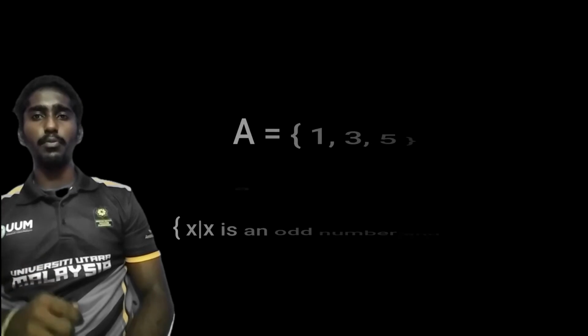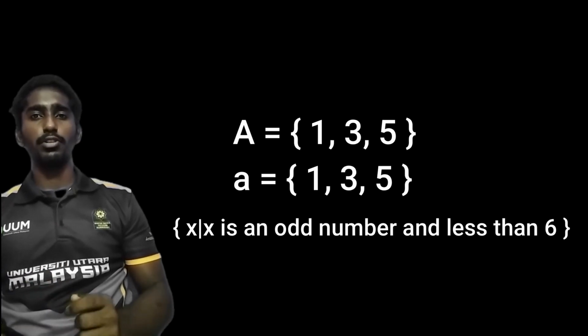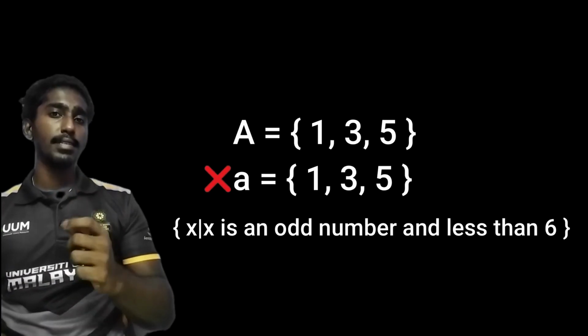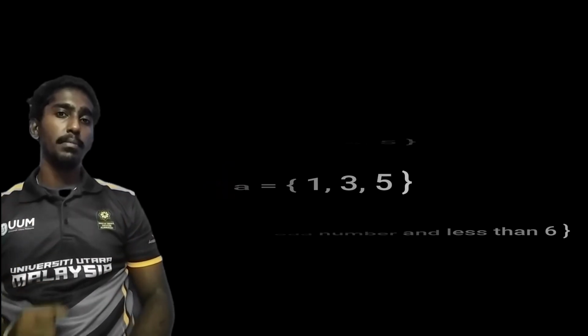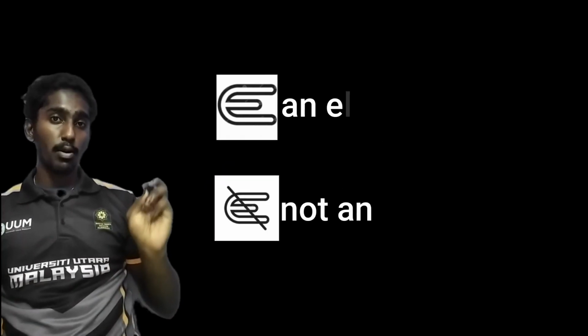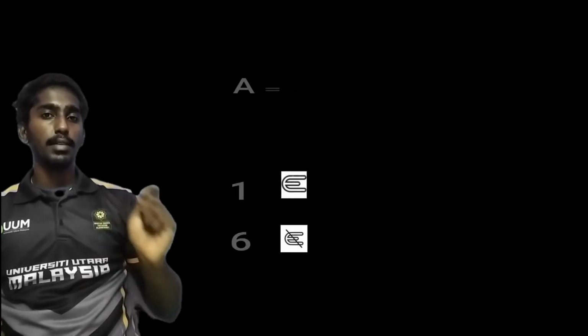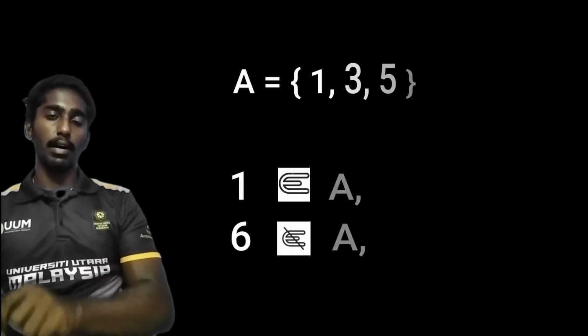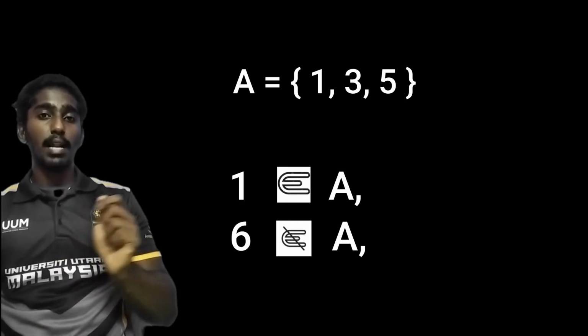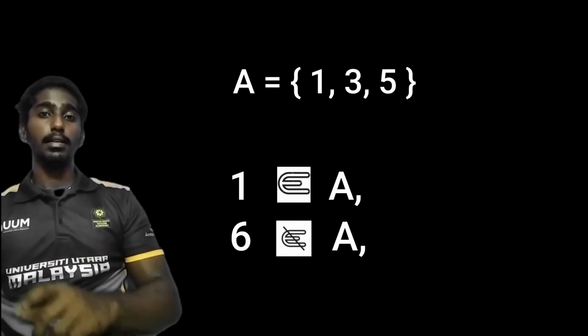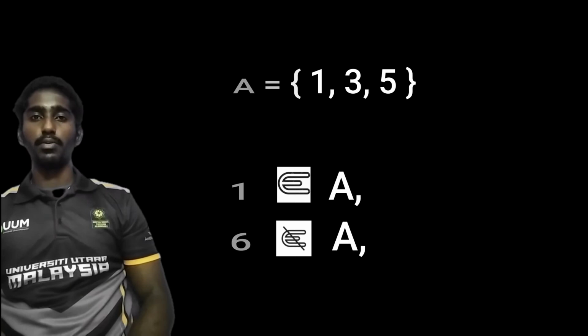For example, set A with elements 1, 3, 5, where the condition is an odd number less than 6. We have symbols that show which is an element of a set and which is not an element of a set. For example, set A with elements 1, 3, 5. So 1 is an element of A and 6 is not an element of A.